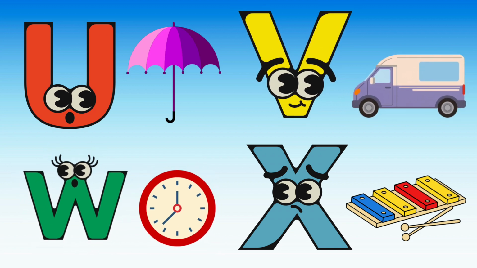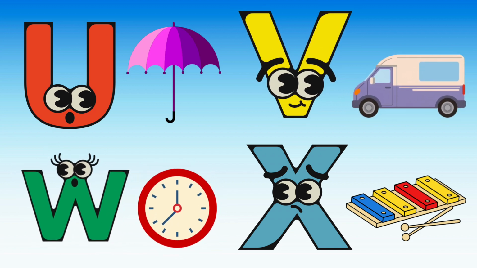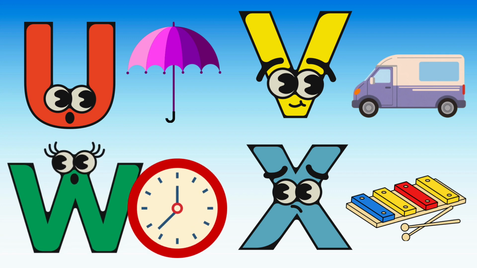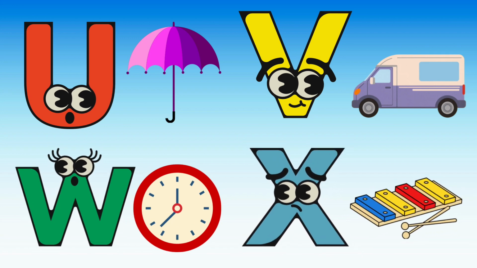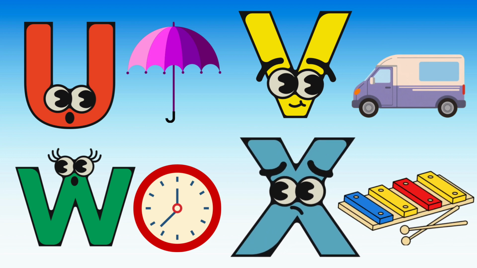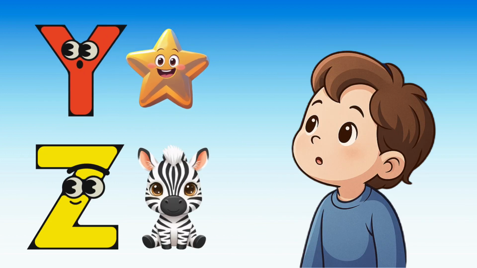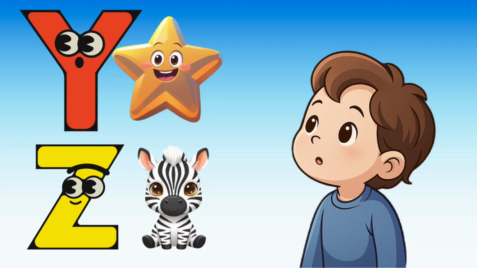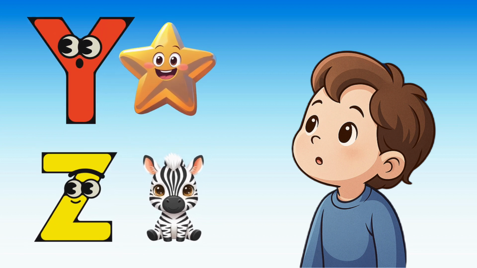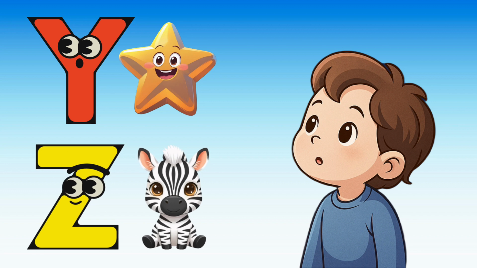W is for watch. Watch tells time. X is for xylophone. Xylophone makes music. Y is for yellow. Yellow is a bright color, like a star. Z is for zebra. Zebra has black and white stripes.